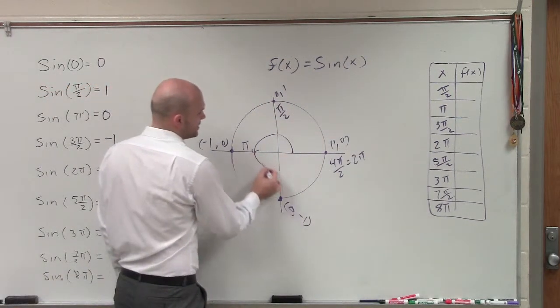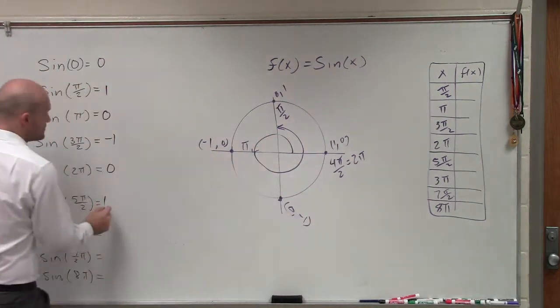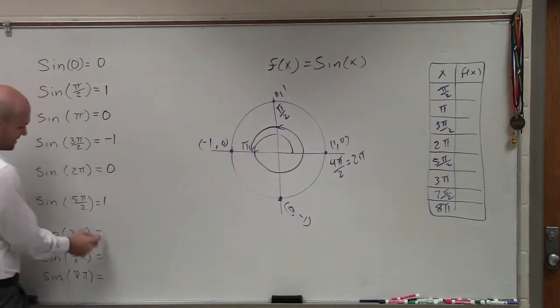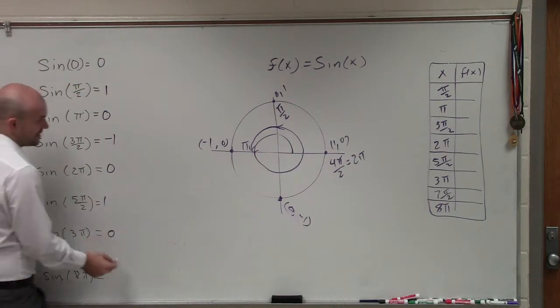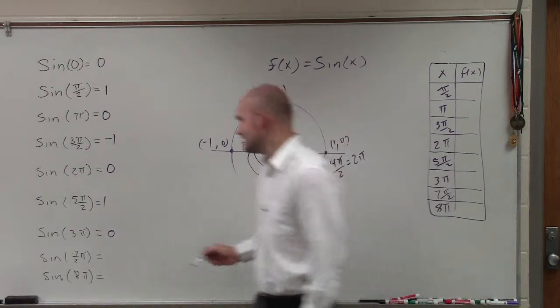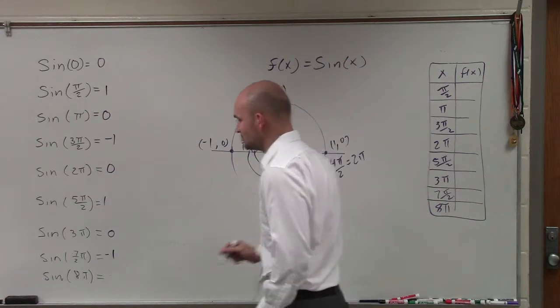Then we continue around. This would be 5 pi halves, which is, again, 1. Continue around, 6 pi halves, which is the same thing as 3 pi, which, again, goes back to 0. 7 pi halves is, again, back to negative 1. And going back to 8 pi halves, which is 0.